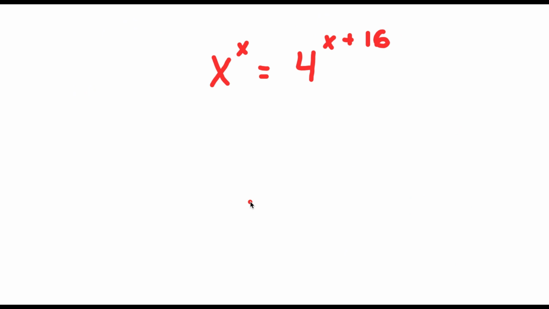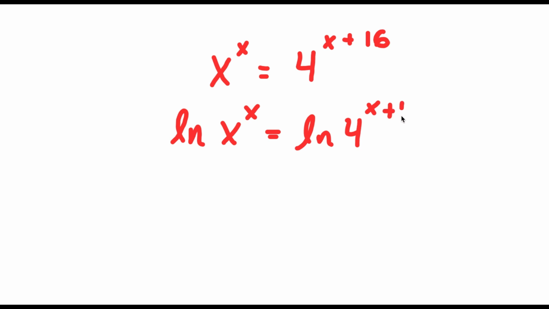Alright, so in this problem I have x to the power of x is equal to 4 to the power of x plus 16. So to solve this, I'm going to first start by taking the natural log, or ln, on both sides. So now I have ln of x to the power of x is equal to ln of 4 to the power of x plus 16.